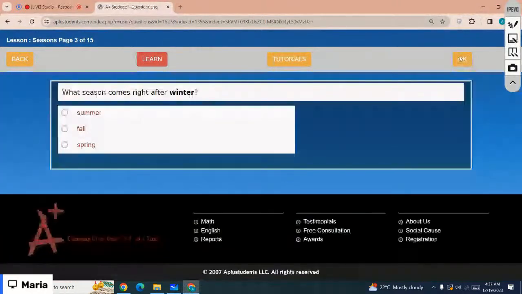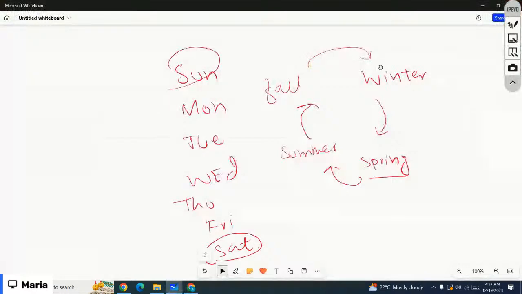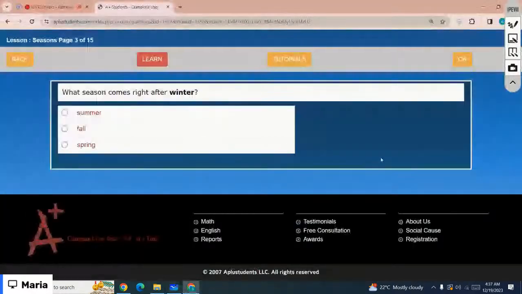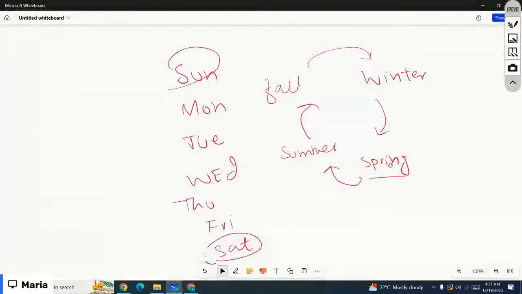What season comes right after winter? Which is the correct option? After winter it is fall. It is right after winter. You can see the cycle. Here is the winter. Oh, the question is what season comes right after? Sorry, right after winter you have spring. The correct option is spring. It is right.